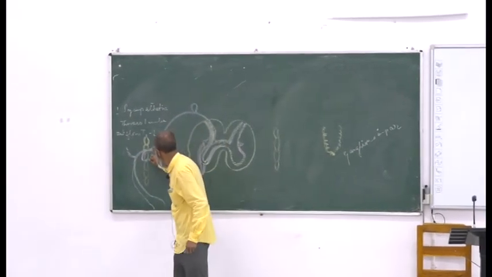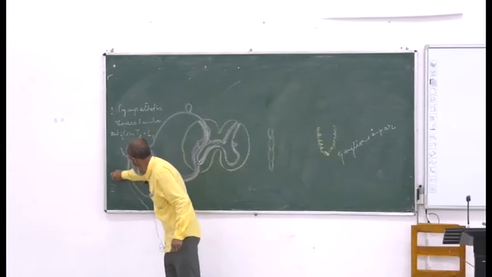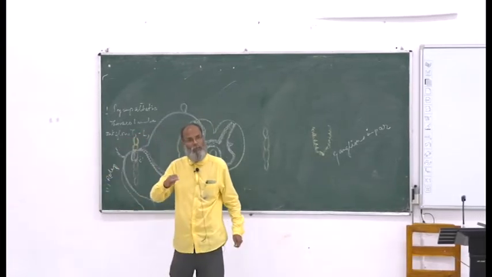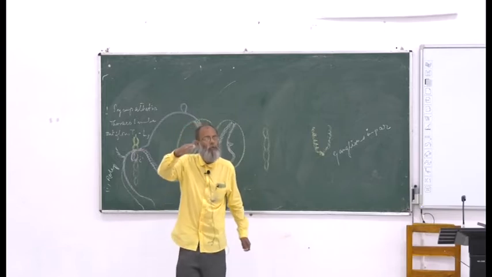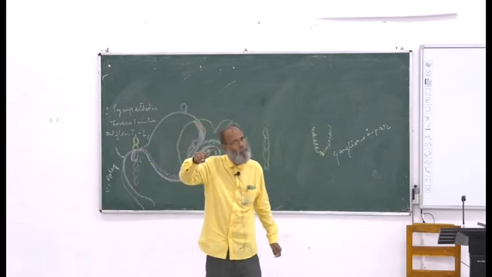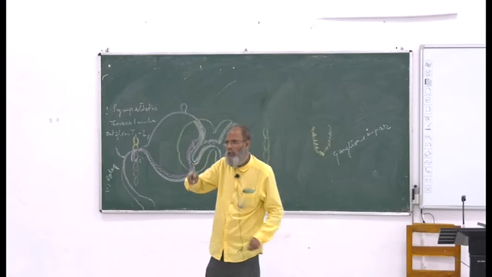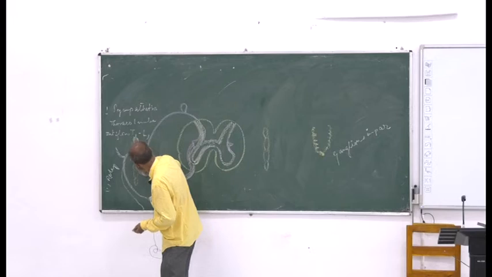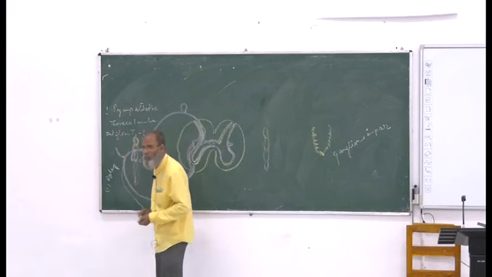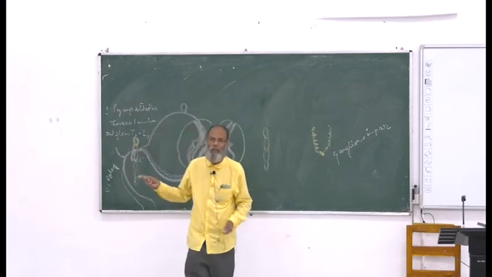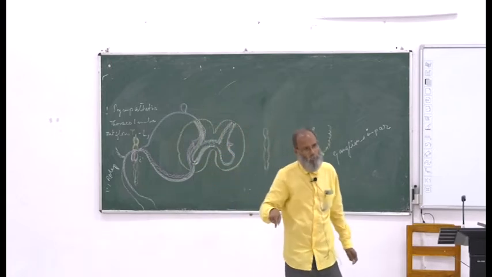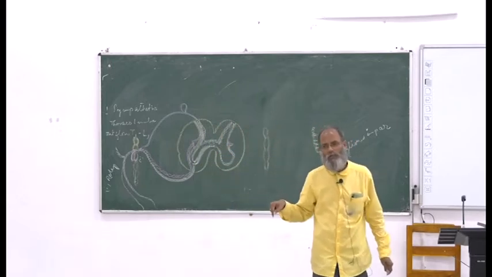Here what can happen is relay, so the second order of neuron will come out from the same segment. Number two, what can happen? This can move up or down and relay it. It can move up along the head or down and relay there.